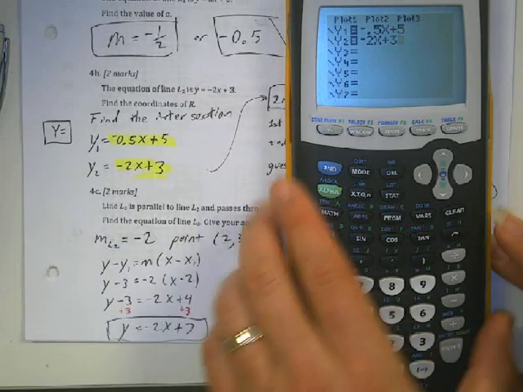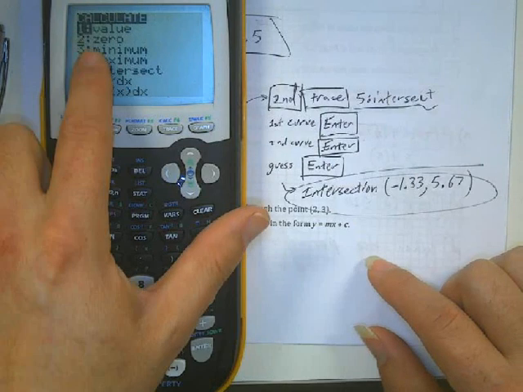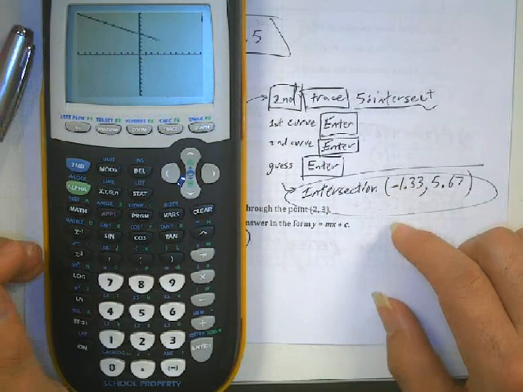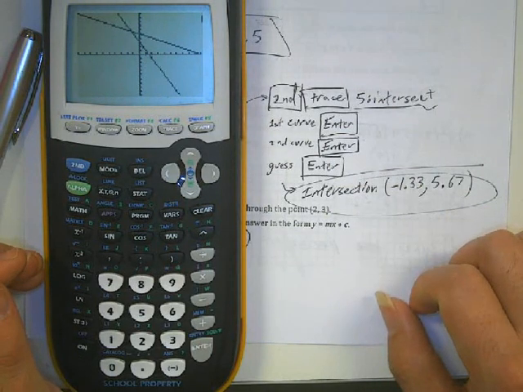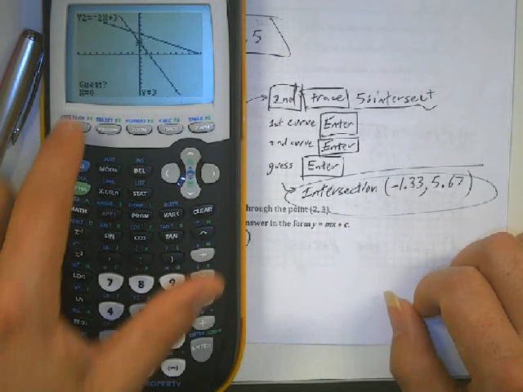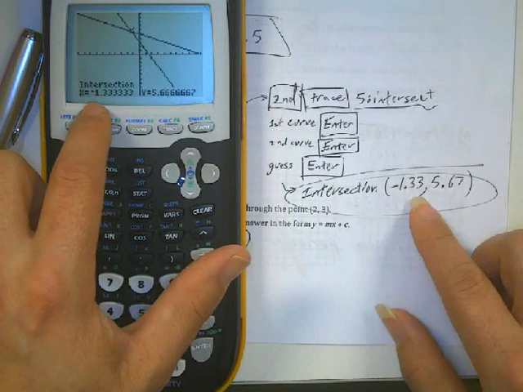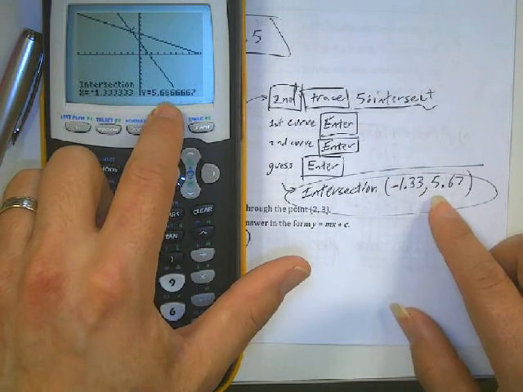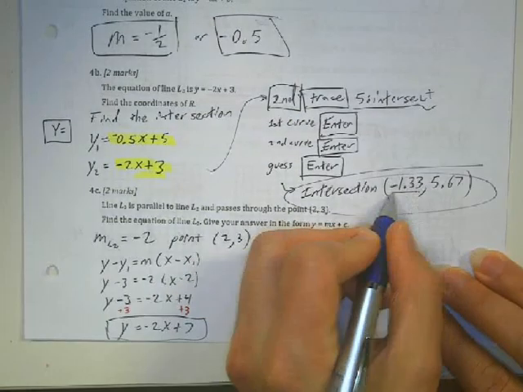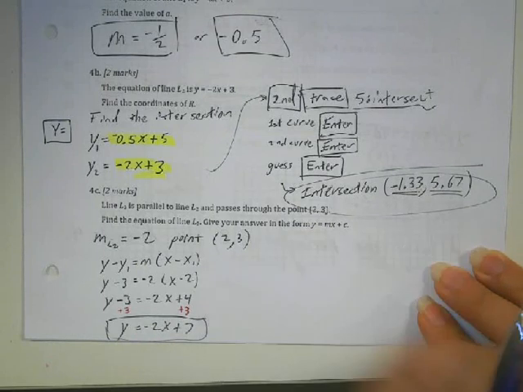Now I'm going to push second trace, and we want to find out where they intersect. So I'm going to go down to 5 and hit enter. Now we can see our two lines. Notice it says first curve, I hit enter. It has second curve, I hit enter. It says guess, I hit enter. Now it tells me my intersection is -1.33, comma 5.6 repeating. For those who are new to the class, IB wants our answers to be in 3 significant figures, and that means 3 numbers that are not 0 in a row.